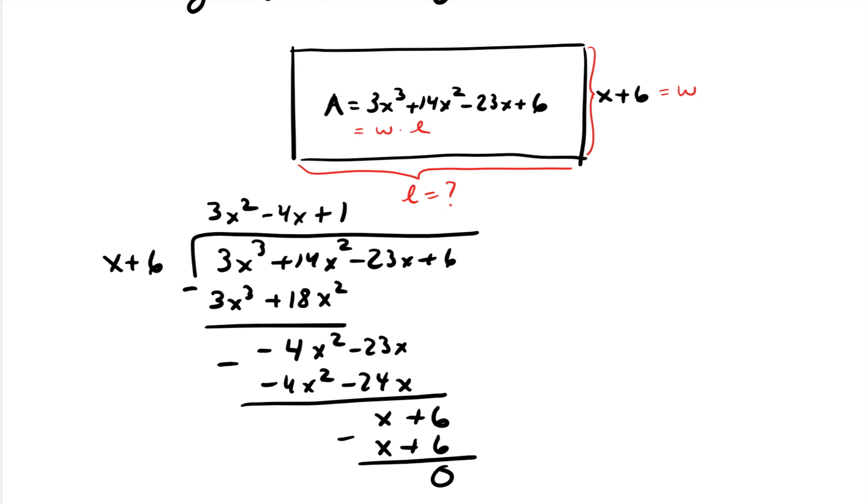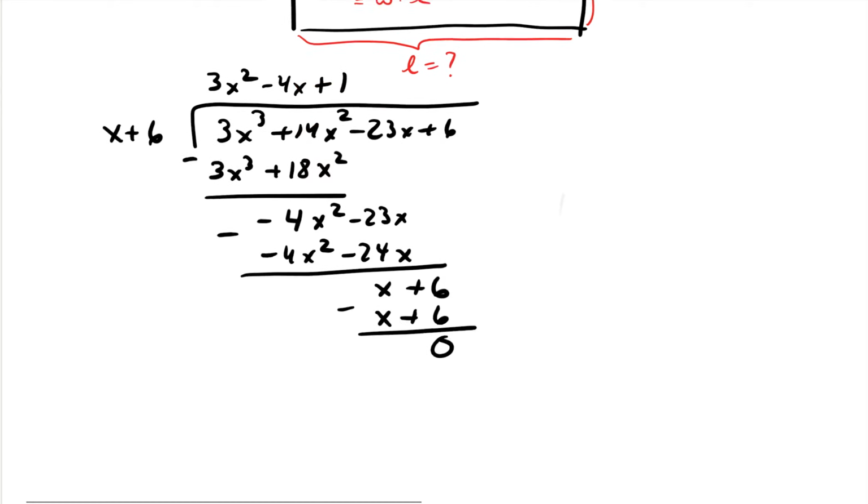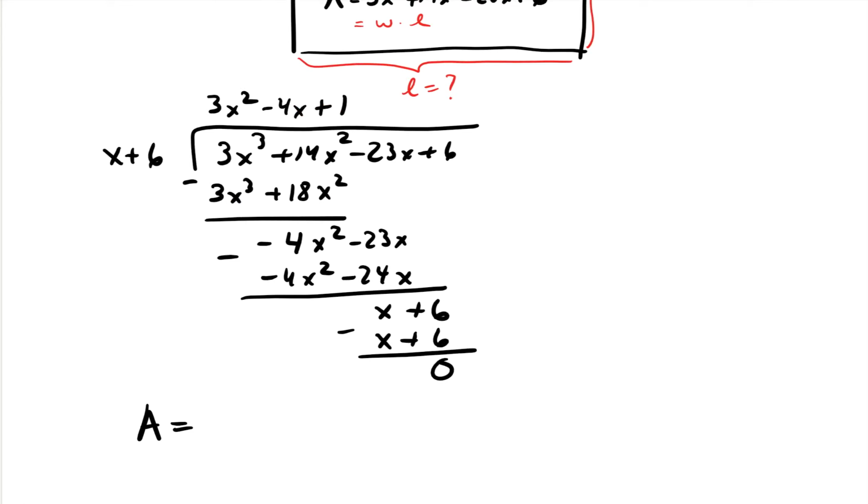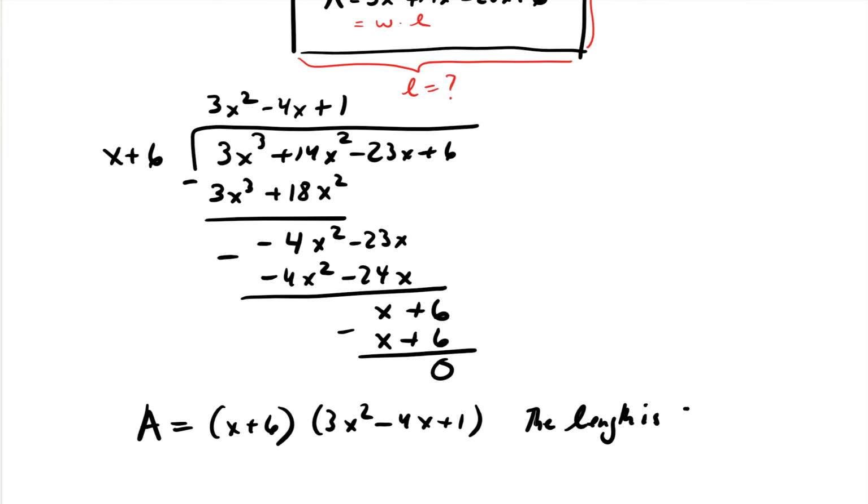We're expecting it, because if we didn't, that would mean that x plus 6 times another polynomial will never give me the area, and since it does, I know that it fits evenly into the area. So what I get from this is that the area is x plus 6 times 3x squared minus 4x plus 1. So the length is 3x squared minus 4x plus 1.